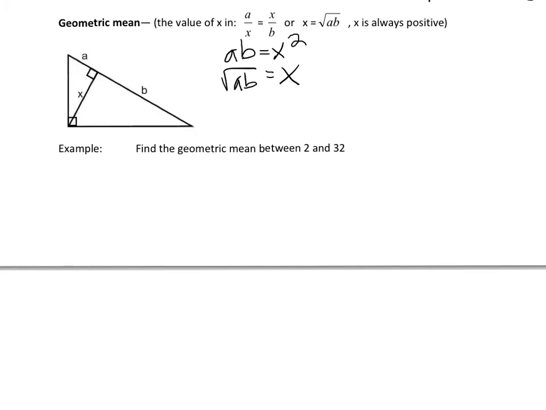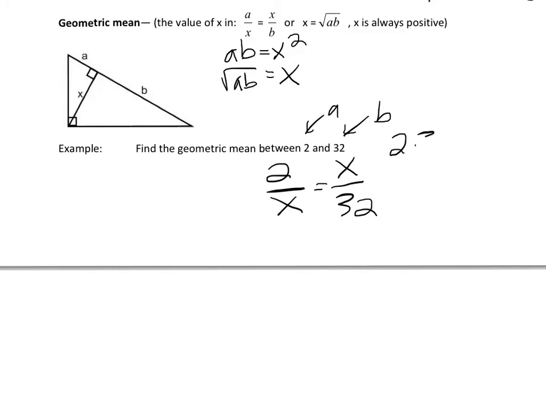So just to practice doing a geometric mean, a and b are always our numbers. So we do 2 over x equals x over 32. That means that 2 times 32 equals x squared. 64 equals x squared. That means x equals 8. So it's our geometric mean between 2 and 32.